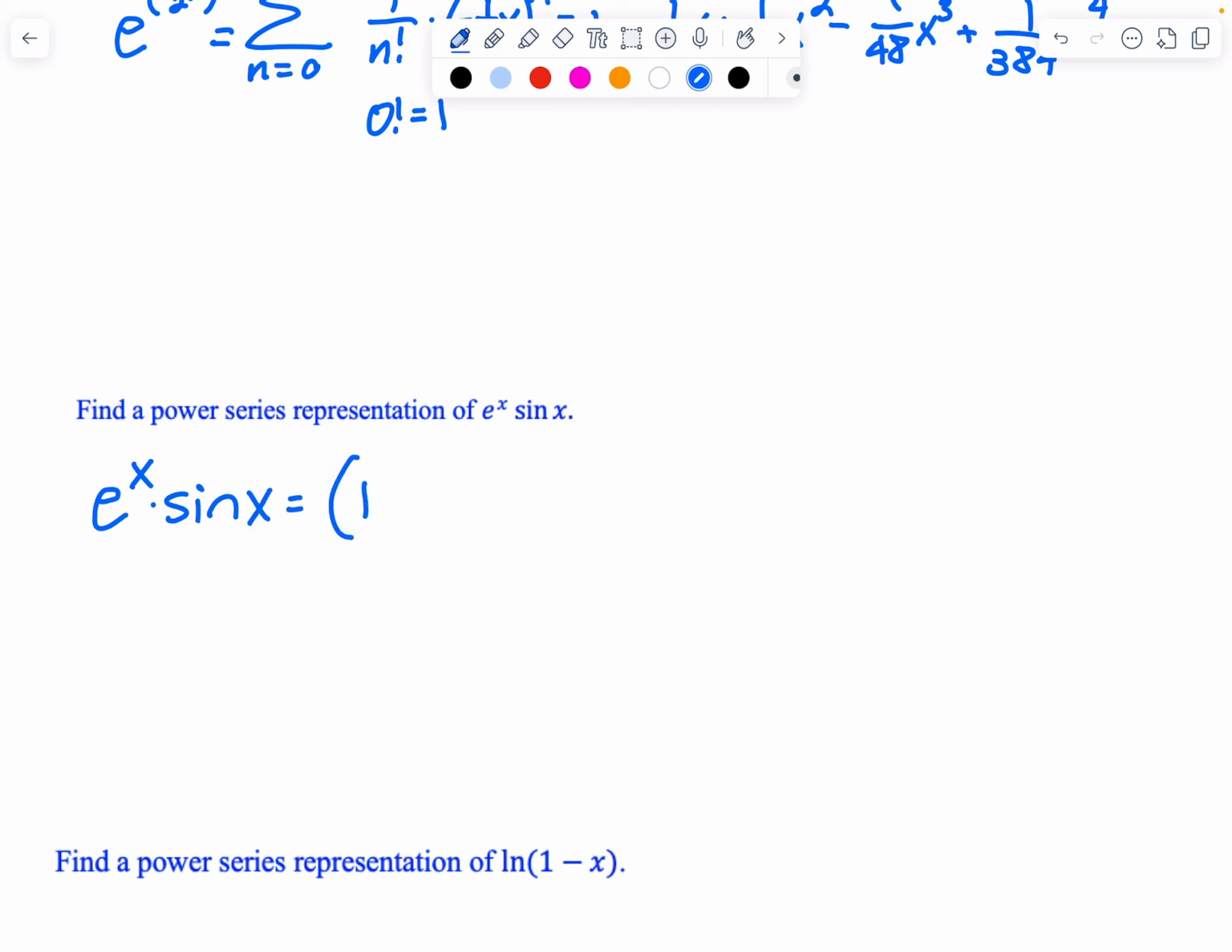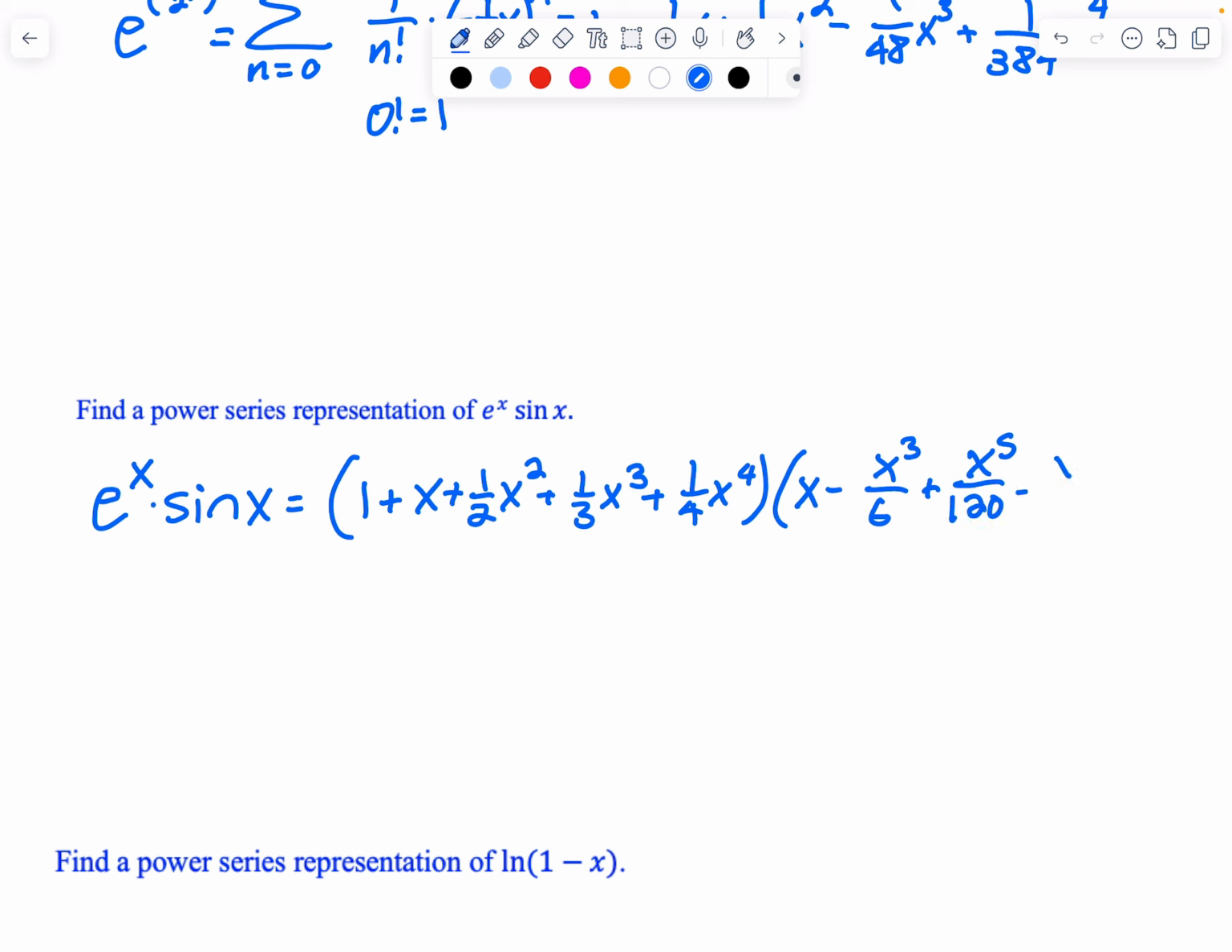So if I look on the last page, I get 1 plus x plus 1/2 x squared plus 1/3 x cubed plus 1/4 x fourth. That was the e to the x. And I'm going to times that by the sine. Sine was x minus x to the third over 6 plus x to the fifth over 120 minus x to the seventh over 5040 plus dot dot dot. All right, so we could multiply those.